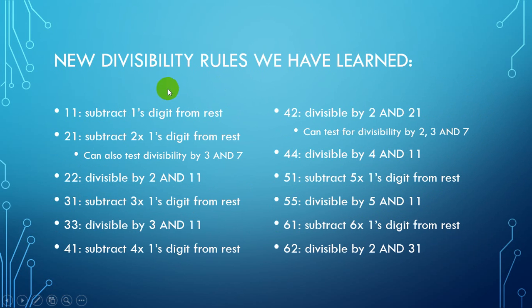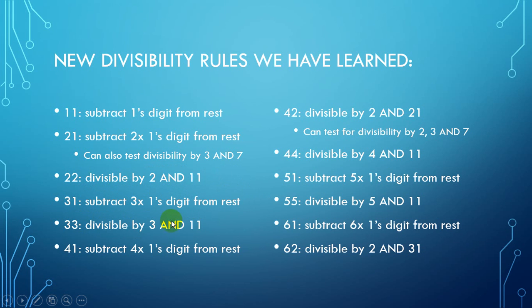11, you subtract the ones digit from the rest. 21, you subtract twice the ones digit from the rest. You can also test for divisibility by 3 and 7 if you so prefer. 22, check for divisibility by 2 and 11. We kind of went over this in the last one, but just to reiterate, because we covered 11 again here. 31, you subtract 3 times the ones digit from the rest.